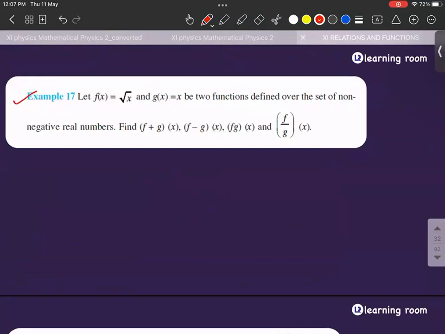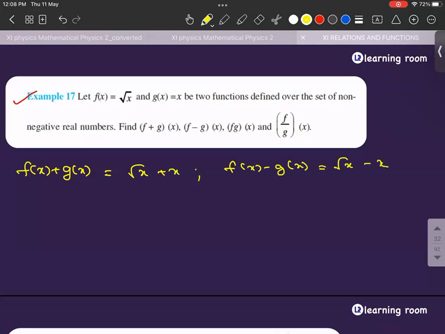Let's do the 17th one. f of x is equal to root x, g of x is equal to x, be two functions defined over the set of non-negative real numbers. f plus g of x: f of x plus g of x is root x plus x. f of x minus g of x is root x minus x. Ananya, you tell me what is f of x into g of x?